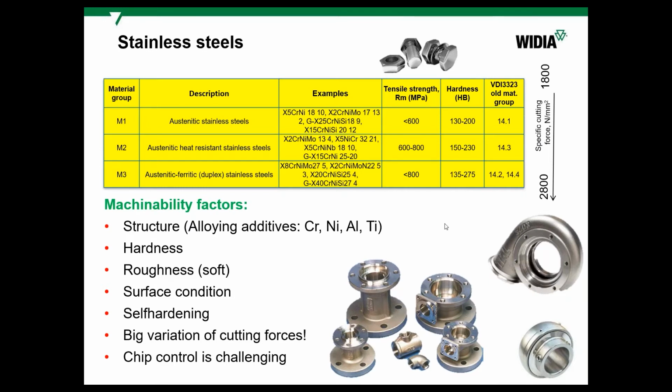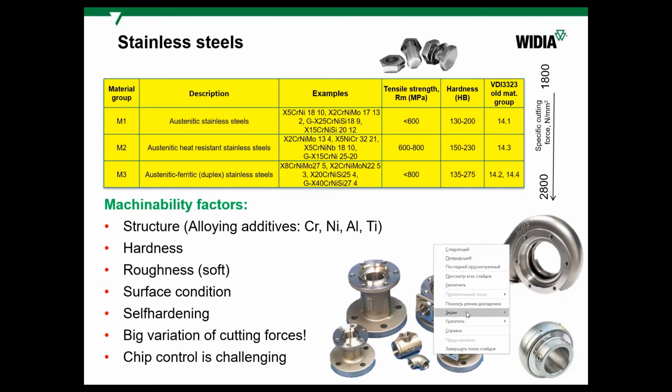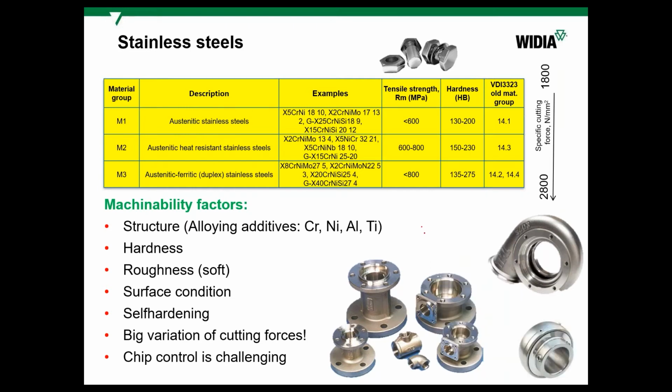Also, look at the chip which is going on the rake face during the cutting of stainless steel. So here, the chip contact length is much longer in comparison with steel turning. In comparison with cast iron, maybe the chip starts to be evacuated here. In stainless steel, it's the longest contact with the rake face and with the cutting edge itself.